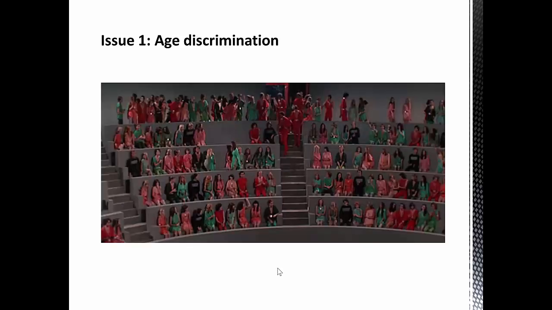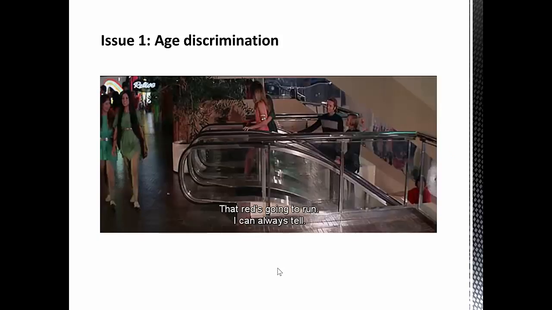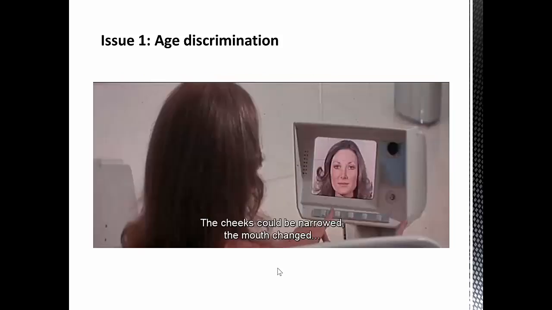In the movie, we see that people are wearing red, green, and black. The people in black are the policemen. People in red are those whose age is close to 30, and people in green are the younger ones. In the arcade, Logan was patrolling with his fellow Francis. Francis said, "That rat's going to run. I can't always tell," which means that the runners are distrusted by the police.